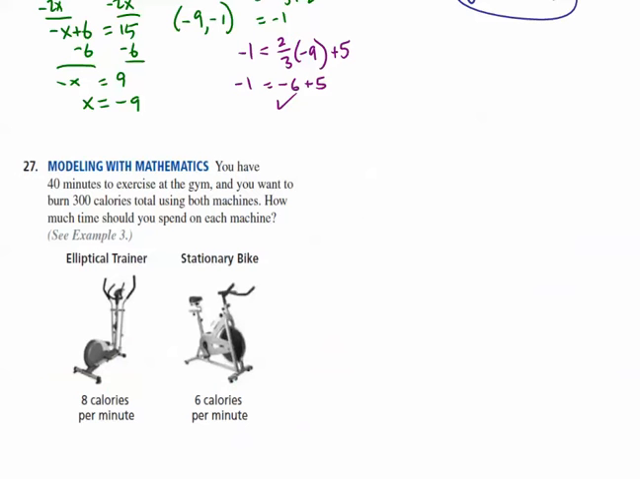In example 27, you have 40 minutes to exercise at the gym, and you want to burn 300 calories total using both machines. How much time should you spend on each machine? Right, so we have seen word problems of this nature, and I don't know that we're going to be able to solve this graphically, so it is good that we have already talked about the method of substitution. So what are we trying to find out? How much time you spend on each machine. So let's say x is time on elliptical.